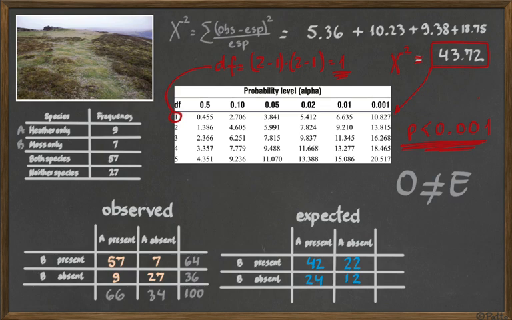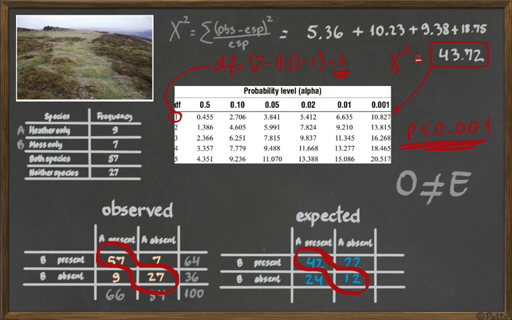And the only thing missing now is for me to say whether the species are positively related or negatively related with each other. So what I have here is that both present and both absent are much bigger than the expected by chance.